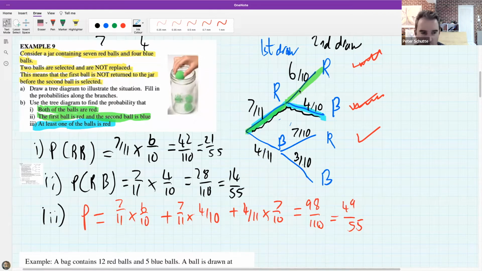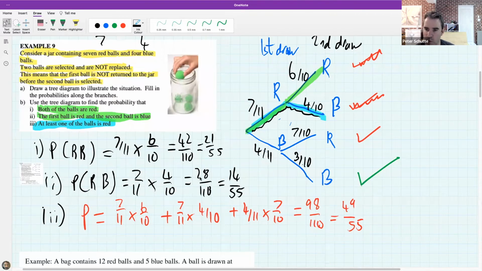So Kakleko asked, can we use the idea of subtracting? So you could, Kakleko. Instead of adding up the 3, what you could have also done is found the one branch that it's not, and then gone 1 minus, and that would have given you the same answer. So that's completely fine.